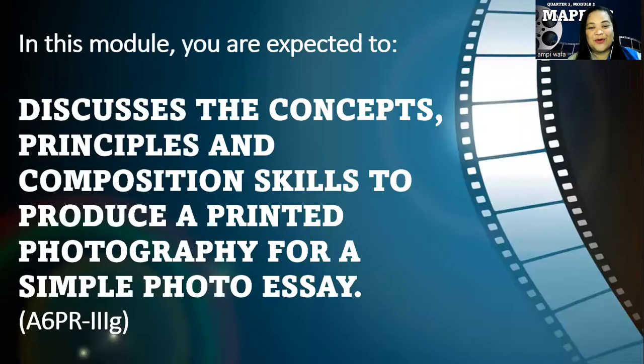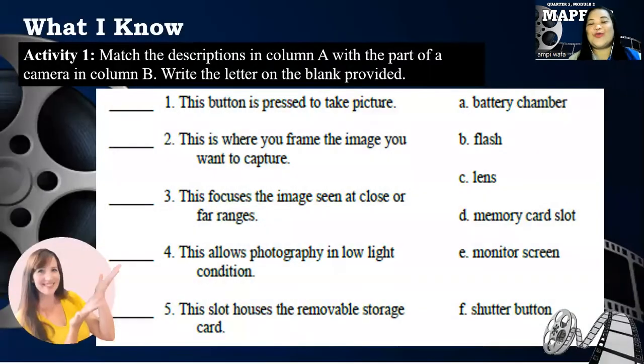Now, in this module, you are expected to discuss the concepts, principles, and composition skills to produce a printed photography for a simple photo essay. Right. And we are going to have the activity 1. Match the descriptions in column A with the part of the camera in column B. Write the letter on the blank provided. Are you ready? I'm going to help you how to answer.